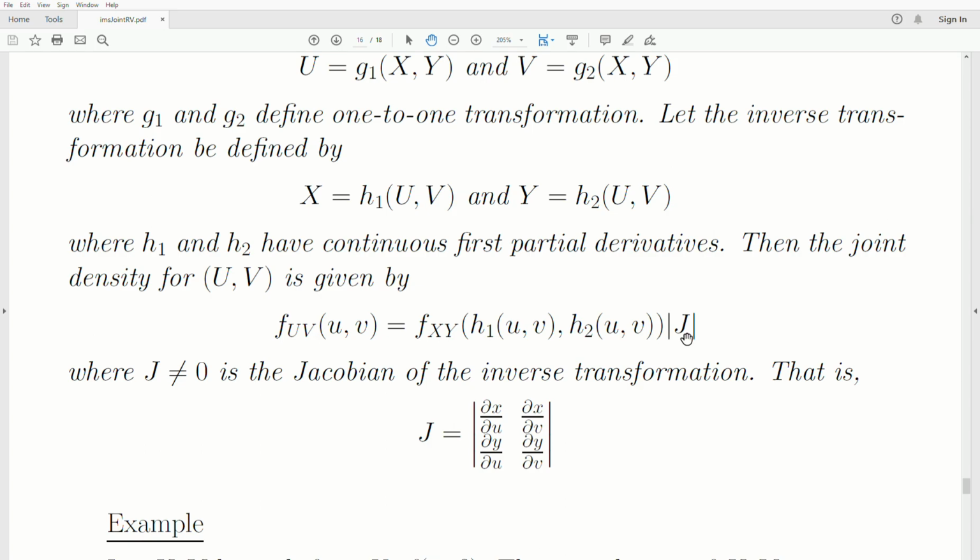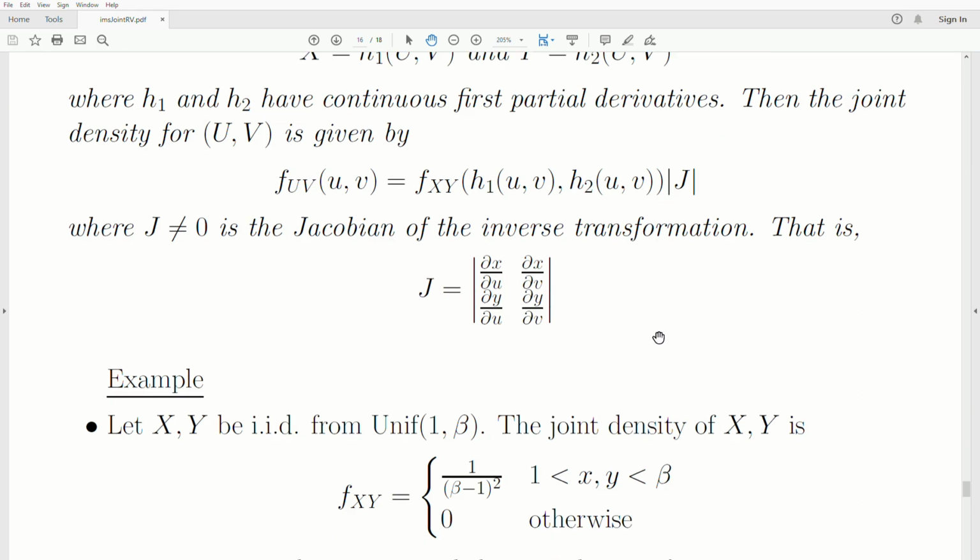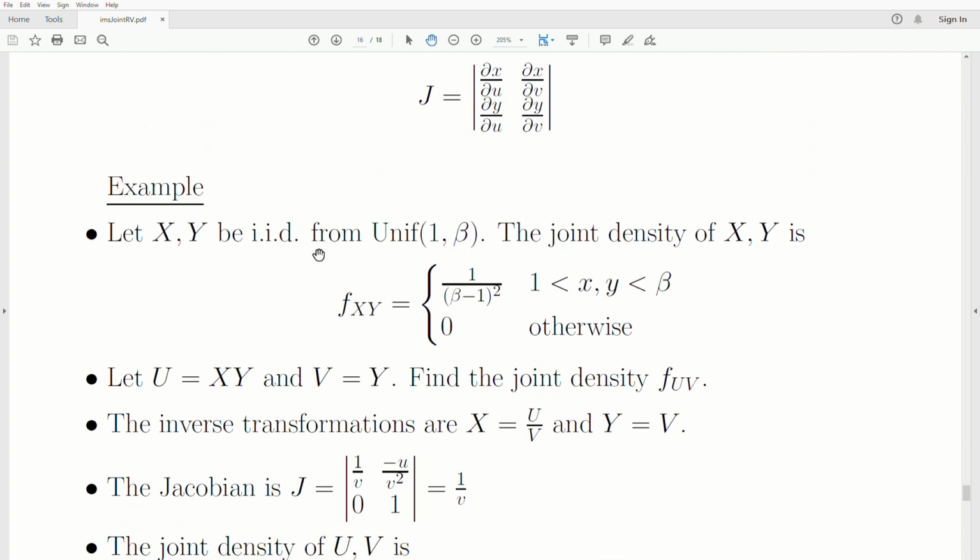Then it's times the absolute value of the Jacobian. Now the Jacobian is actually of the inverse transformation, and that is this. It's the determinant of what I'm getting ready to tell you. So it's the partial of x with respect to u, and the top right component is the partial of x with respect to v, and then the partial of y with respect to u, partial of y with respect to v. So it's this determinant and then the absolute value of it. So let's do an example using this theorem.